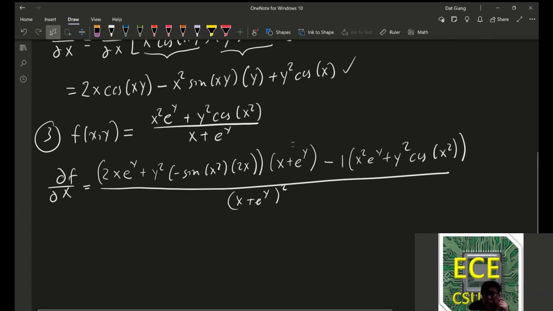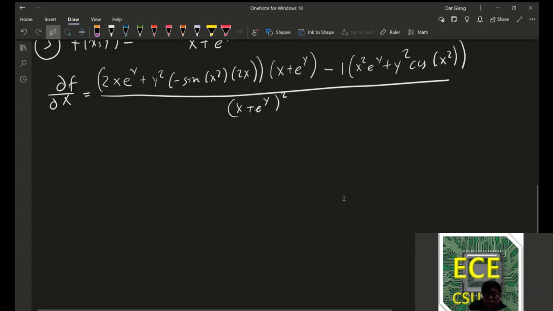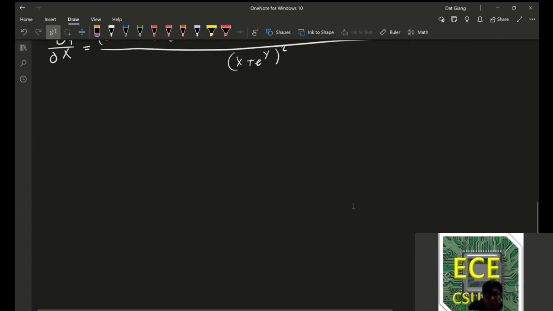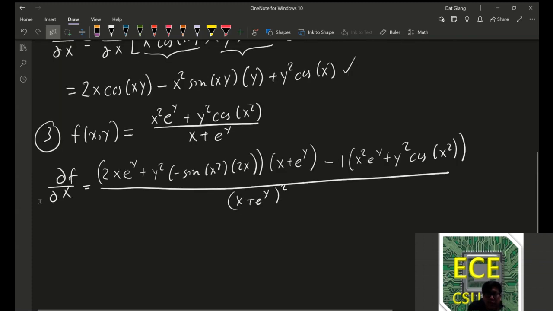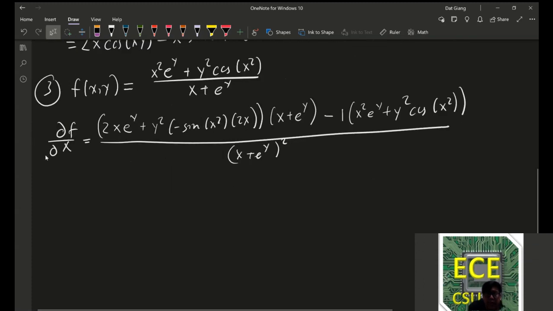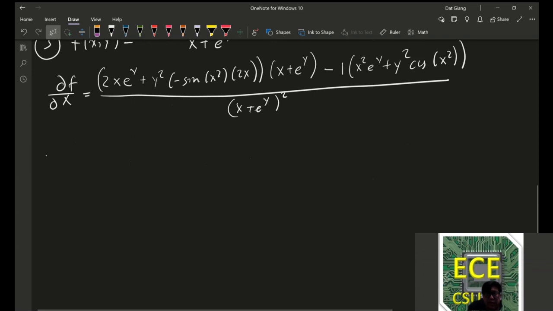Notice, with the quotient rule, the problem becomes a little more tedious. So as such, finding just the partial derivative with respect to x is already good enough. For the viewer, try to find the partial derivative with respect to y.